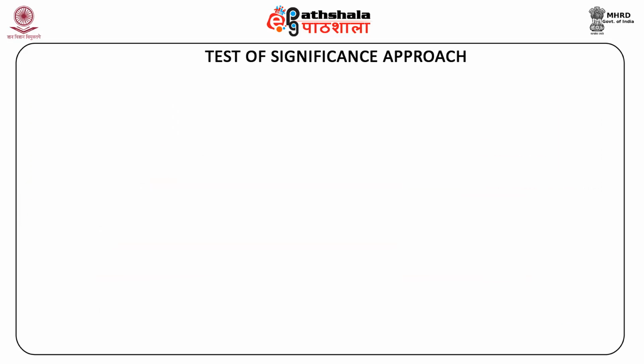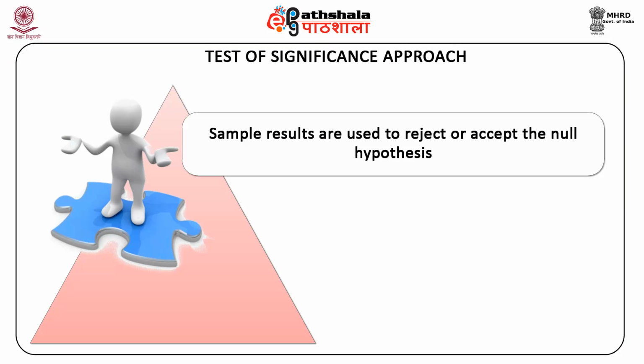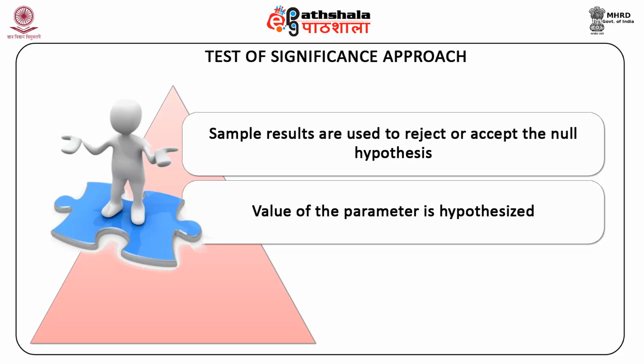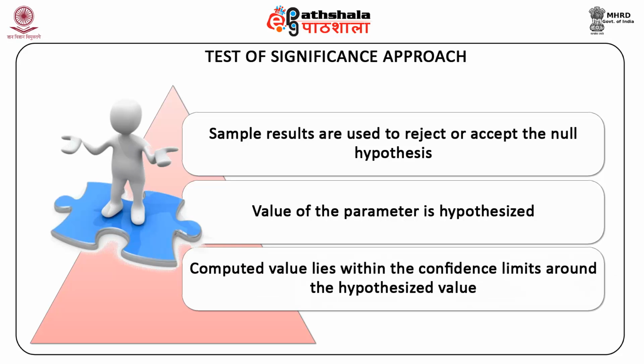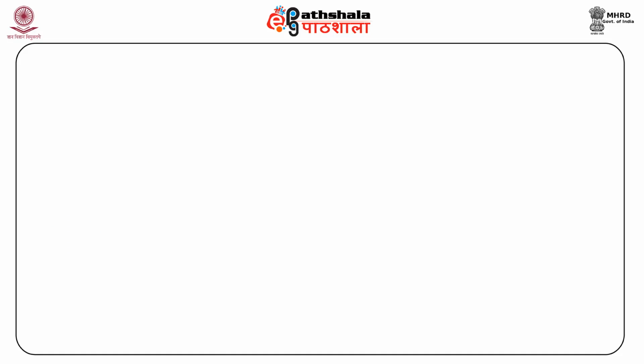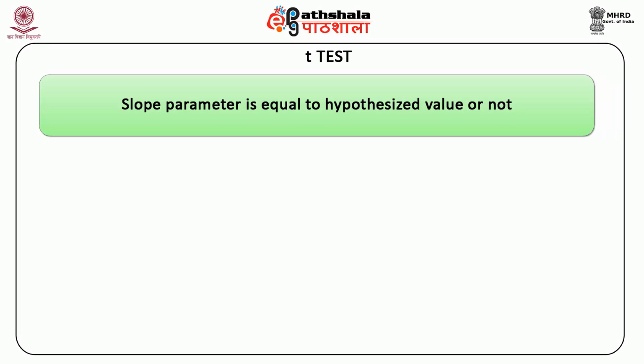Test of significance approach. Under the test of significance approach, the sample results, for example, the test statistic or estimator, are used to reject, or I repeat, used to reject or accept the null hypothesis. A value of the parameter is hypothesized and we check whether the computed value lies within the confidence limits around the hypothesized value. Moving further to understand the t-test, the test is generally used to check whether the slope parameter is equal to the hypothesized value or not.